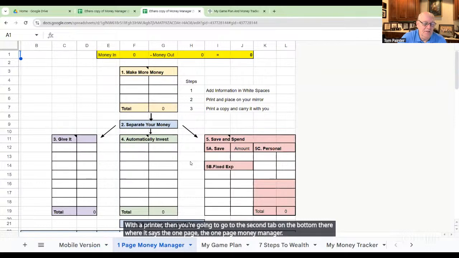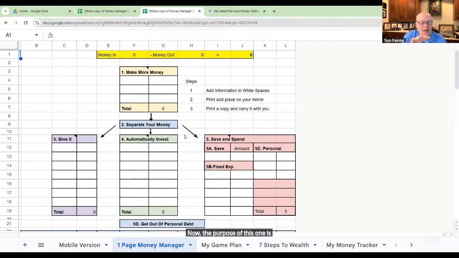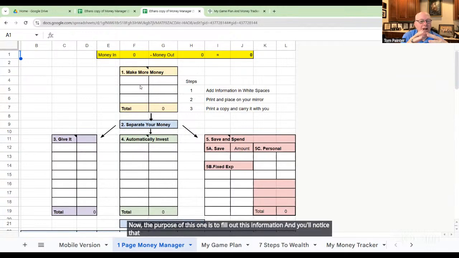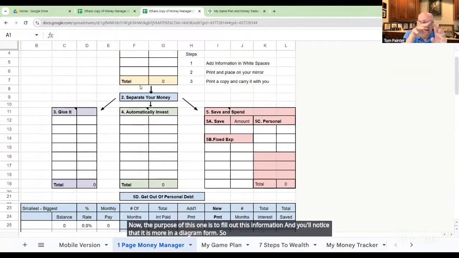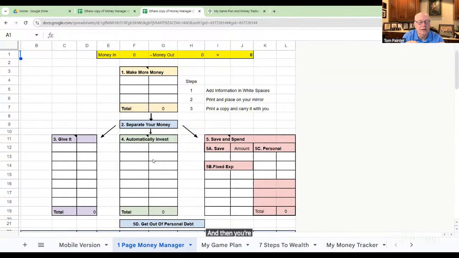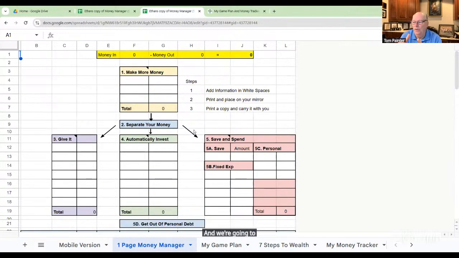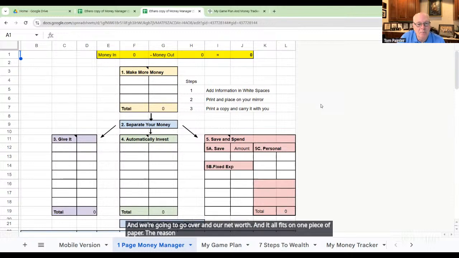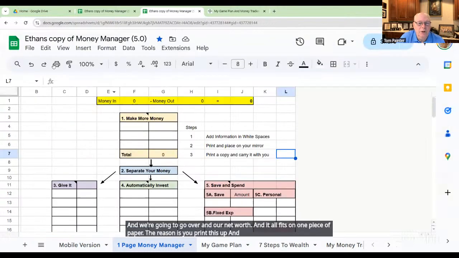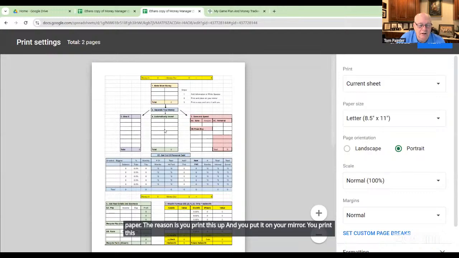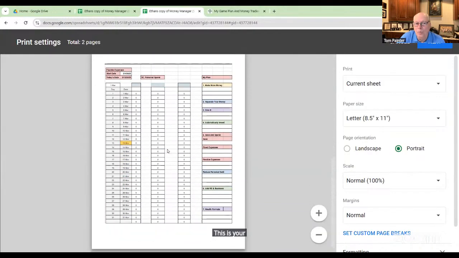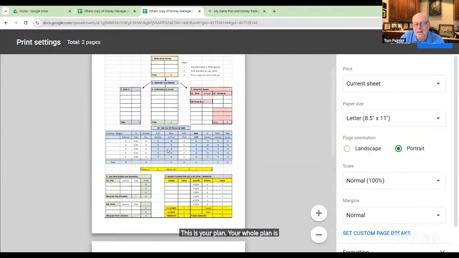Now, the purpose of this one is to fill out this information, and you'll notice that it is more in a diagram form. So money comes in, and then you're going to separate it into your three. Then we're going to attack our debt. We're going to go make some more money, and we're going to go over to our net worth. And it all fits on one piece of paper. The reason is you print this up and you put it on your mirror. You print this up and you put it on your refrigerator. This is your plan. Your whole plan is on one piece of paper.